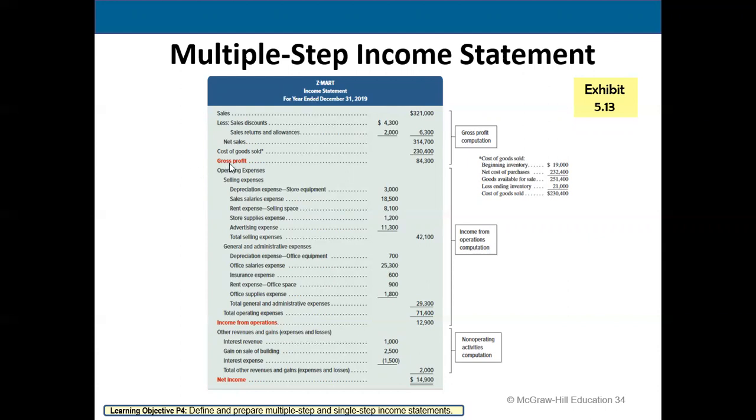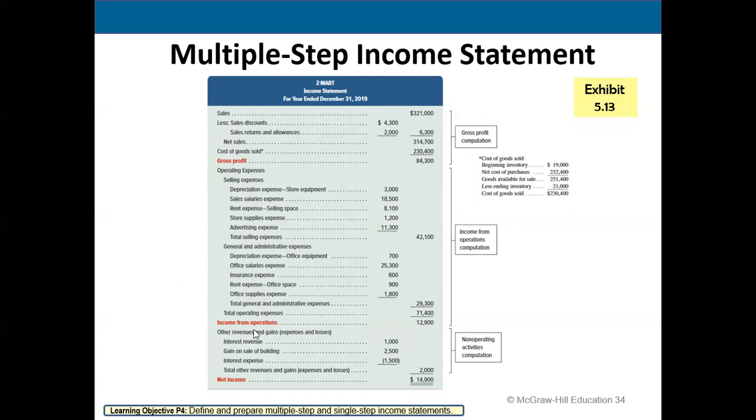So then expenses are broken down into multiple categories. So we have operating expenses, which are broken usually into selling expenses and general and administrative expenses. And then our gross profit minus our operating expenses, our selling and general and admin expenses, gives us our income from operations, or sometimes it's called operating income.